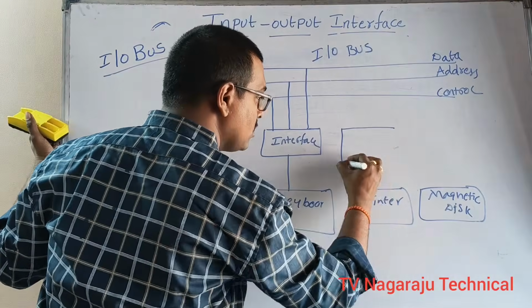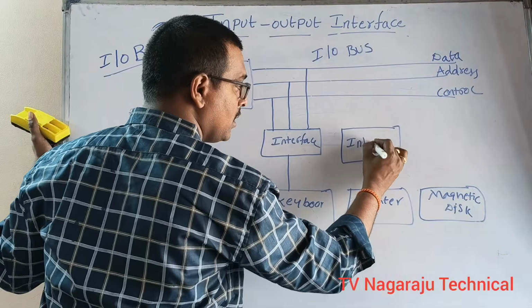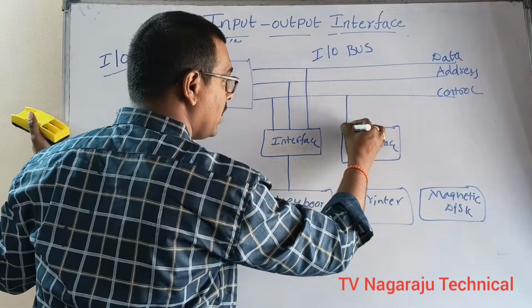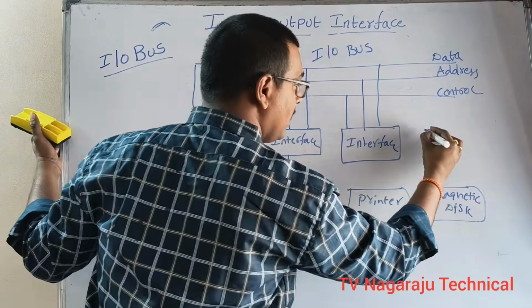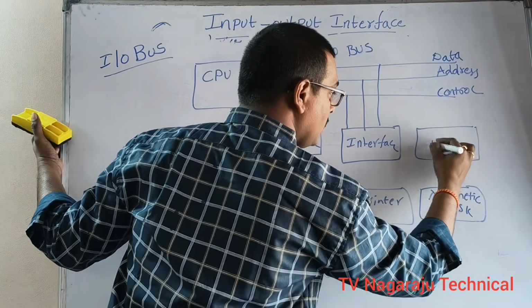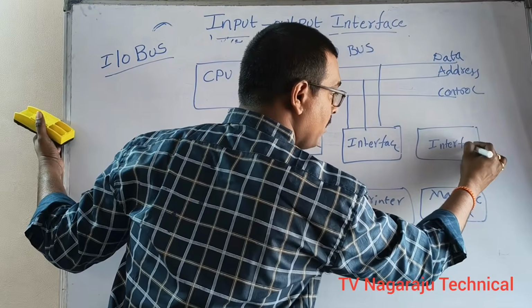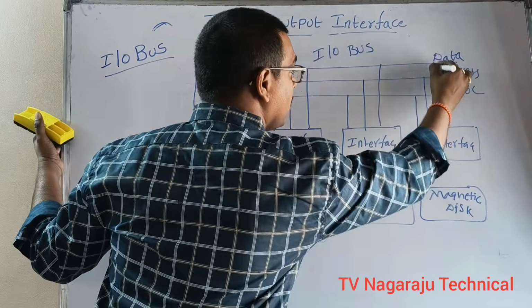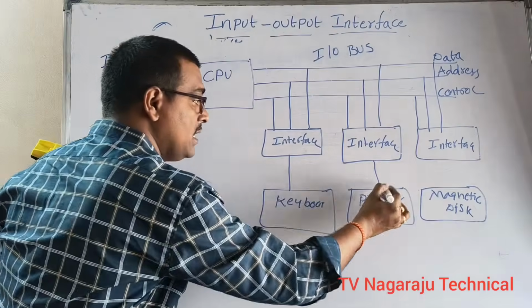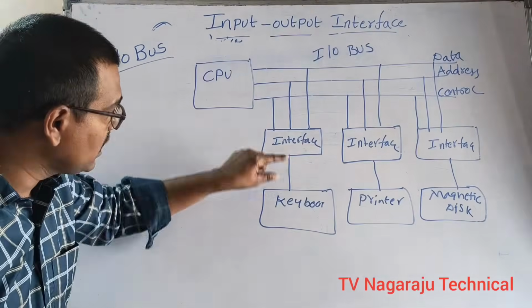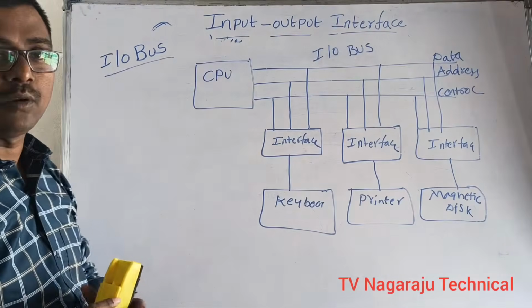Similarly, the printer also has its own interface. It is also connected like this. This is an interface for the magnetic disc. Now you got the point. That is, each peripheral contains its own interface that is connected to the CPU.